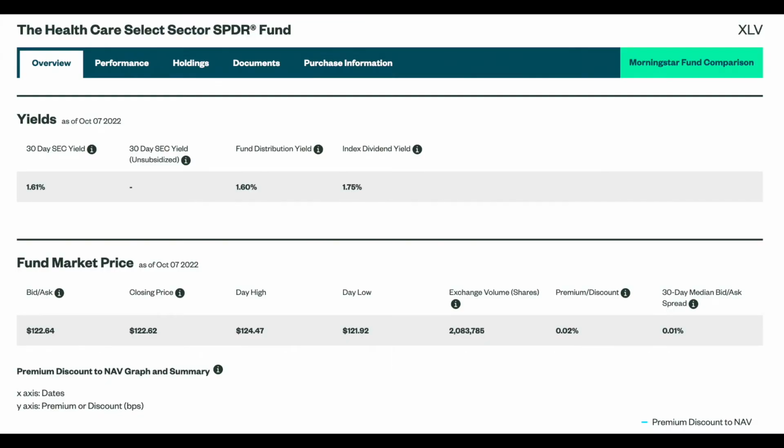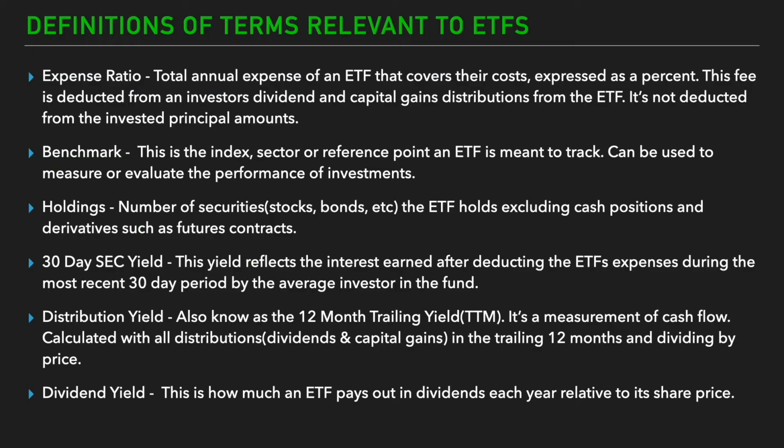And around that distribution yield and the SEC yield, you'll also typically see the dividend yield. And the dividend yield, this is how much the ETF pays out in dividends each year relative to its share price. So if the ETF holds a lot of companies that pay dividends, have high yields themselves, well, then this dividend yield will be higher than other ETFs that maybe don't have as many companies that pay a lot of dividends or don't pay any dividends at all. So just depending on how many companies the ETF holds that pay dividends and what their dividend yield is, that's going to be reflected in the dividend yield for the actual ETF as well. If it has a lot of high yield dividend companies, well, the ETF dividend yield is going to be high as well. And it could be lower.